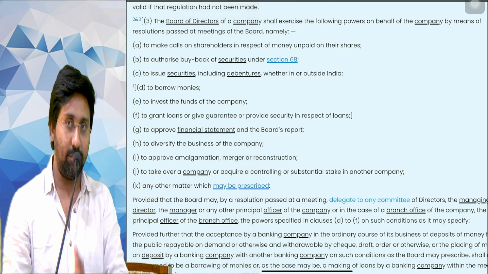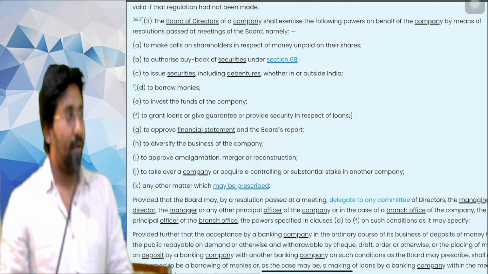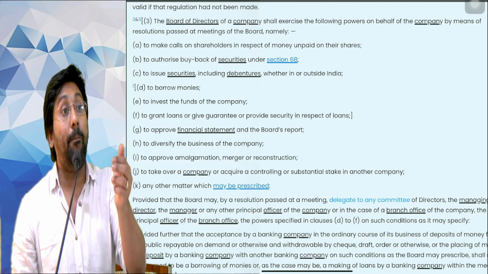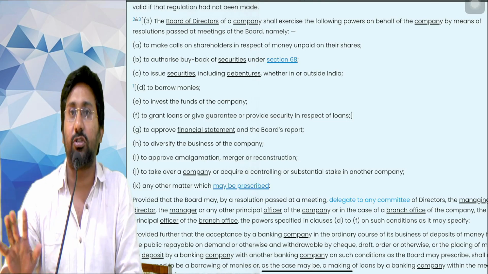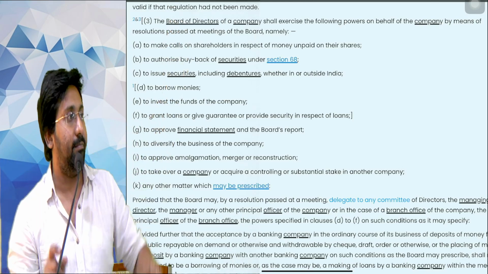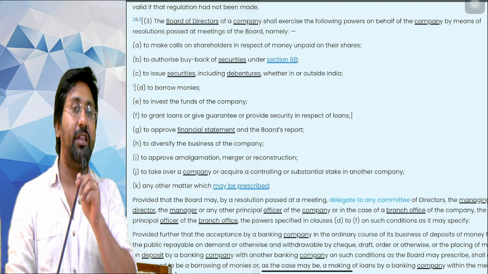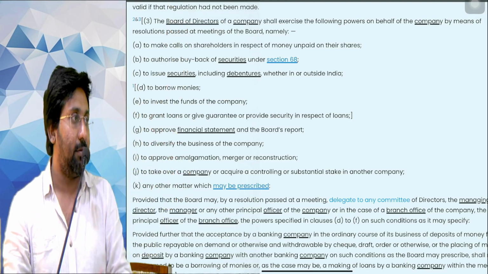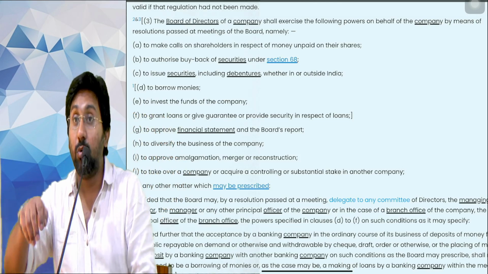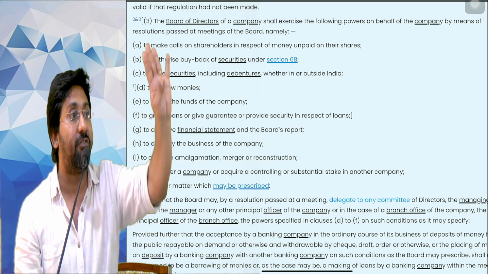One year from the date of opening of the first issue, the first offer, from the date you started. From that day, how many years' time? 1 year. From there, 1 year's time will be given, within which you can use this shelf prospectus any number of times. Clear, everyone? During this 1 year, the company went for 4 offers.